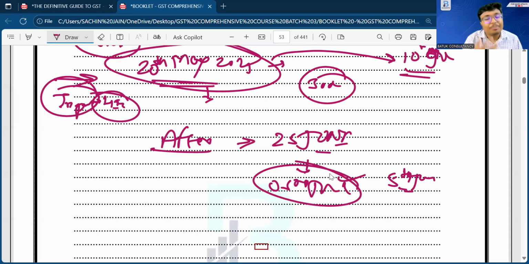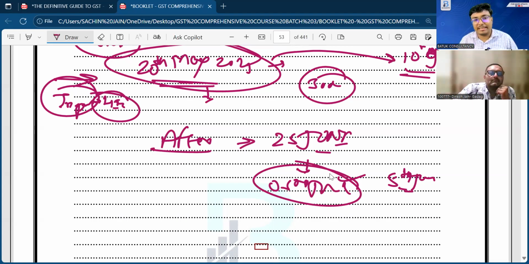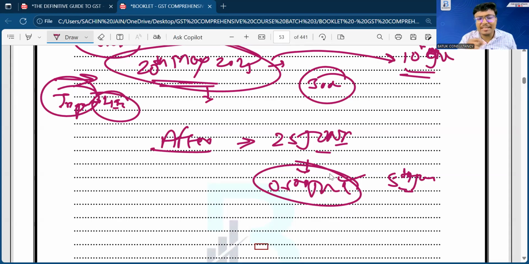Then what will happen? We'll also discuss if we bought certain goods for taxable or exempted goods, then what will happen with regards to your input tax credit. And we'll also discuss the various blocked credits, and the specific scheme which is available for banking and NBFCs in our next session, 7 to 8 p.m.